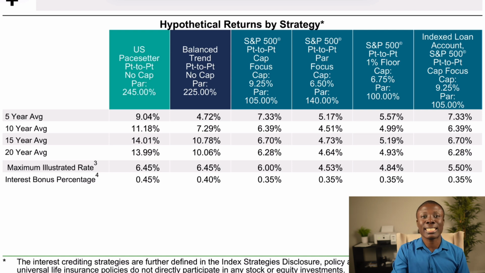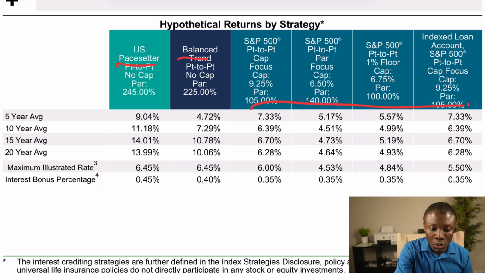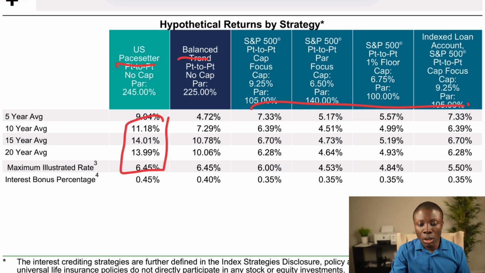So here's an example for a National Life IUL. And we have a number of options. We have the US Pacesetter here, the Balance Trend Index here, as well as a number of S&P 500 options. So naturally, most people would just go for either the US Pacesetter because it has big averages, or maybe the Balance Trend, which also has quite big averages over a 15-20 year period.